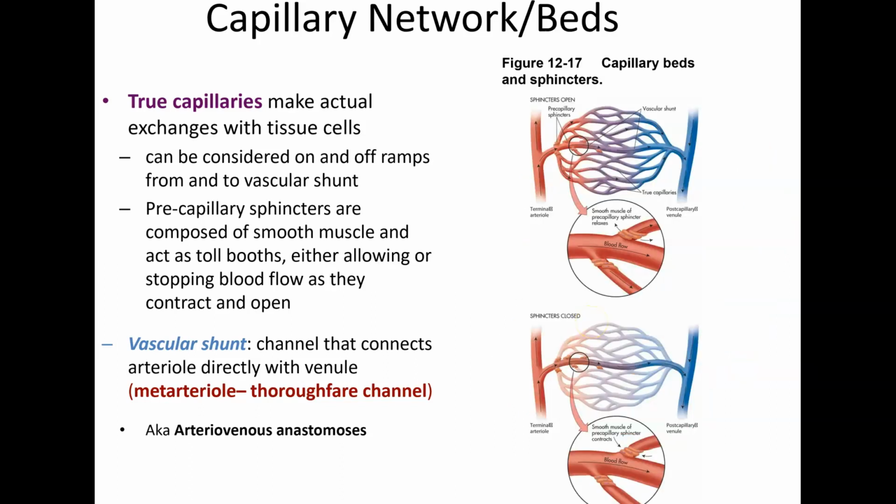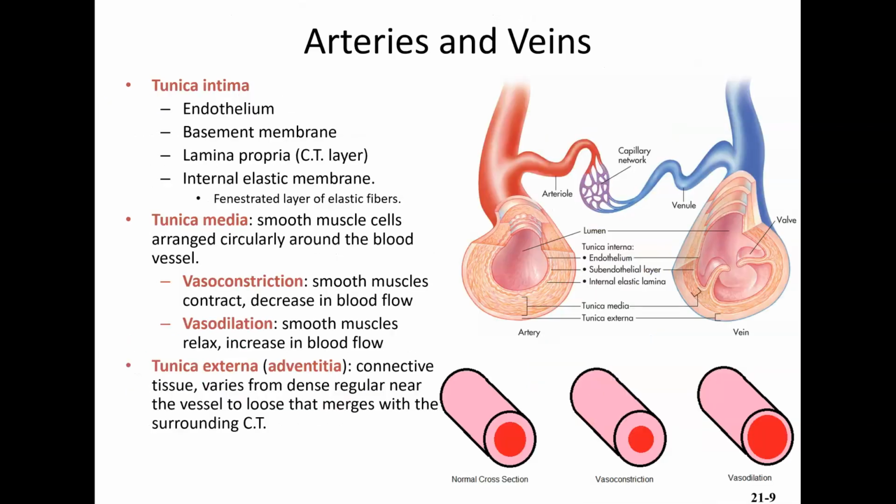Here's another great illustration from your book in which we see our true capillary being used here. Blood is flowing in all directions throughout this capillary network. Over here, our precapillary sphincters are contracting, closing off blood flow to the network, and instead ensuring that it is going through the vascular shunt here, or the arteriovenous anastomoses.